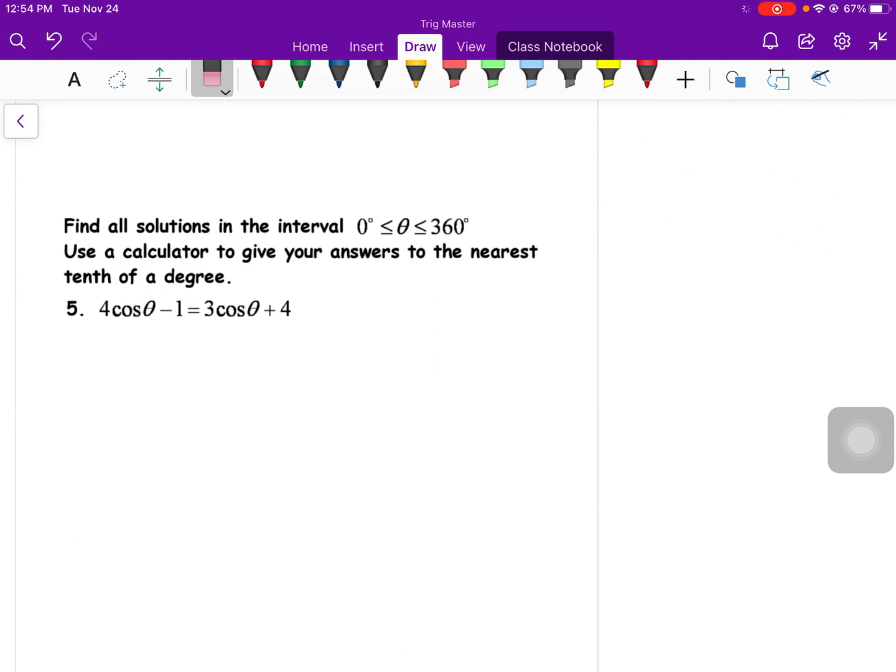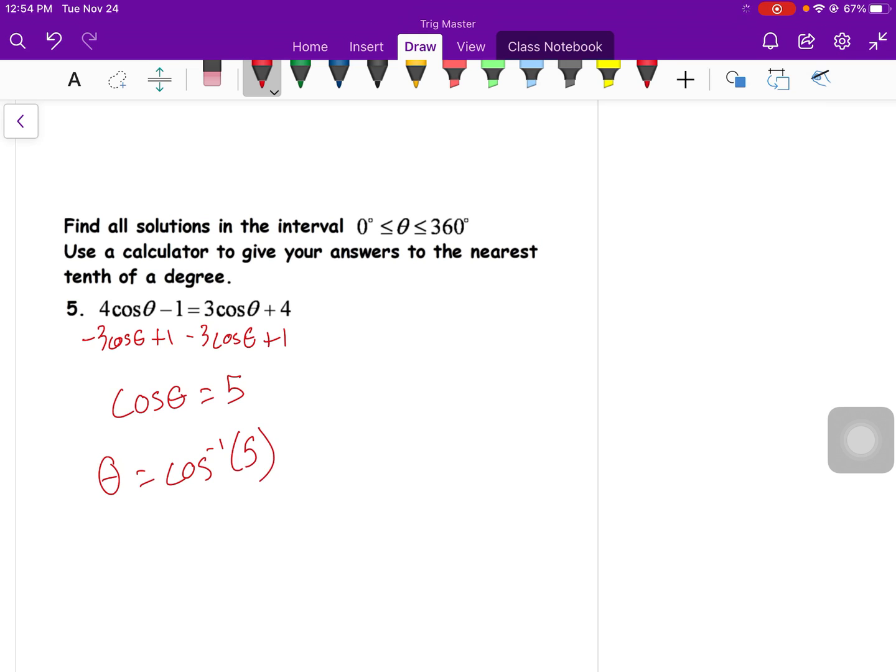For number 5, you're going to have to use your calculator and a little bit of reasoning. I'm going to start by subtracting 3 cosine of theta from both sides. And then I'm also going to add 1 to both sides, which will leave me with cosine theta is equal to 5. If I want to know what theta is, that's the cosine inverse of 5. You're going to have no solution as your answer. If I could spell, that'd be fantastic.